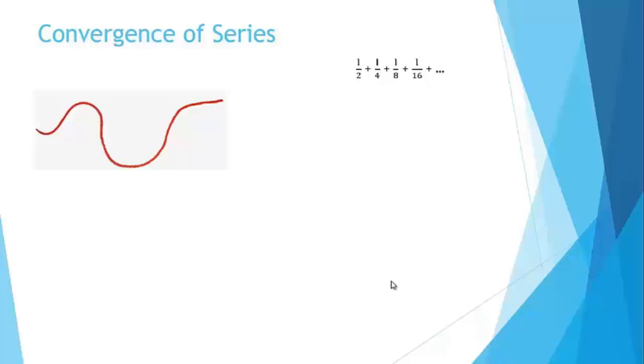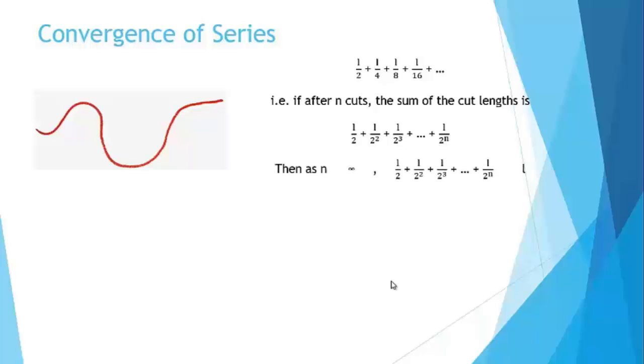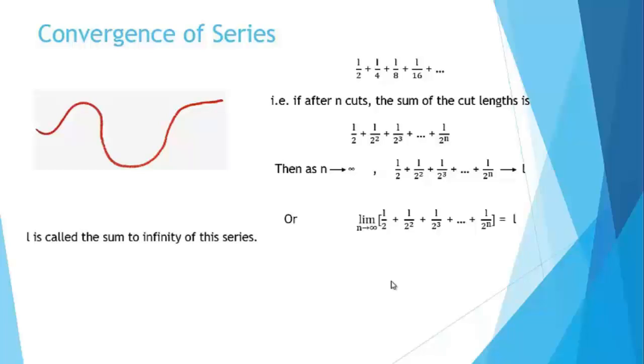That is, if after n cuts the sum of the cut lengths is L/2 + (L/2)^2 + (L/2)^3 up to (L/2)^n, then as n tends to infinity, L/2 + (L/2)^2 + ... + (L/2)^n tends to L, or the limit of the series as n tends to infinity equals L. Here, L is called the sum to infinity of this series.